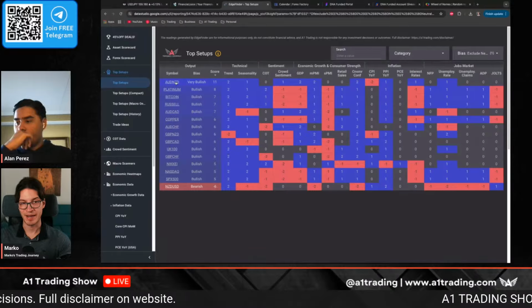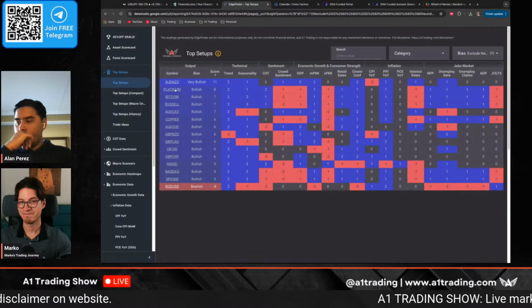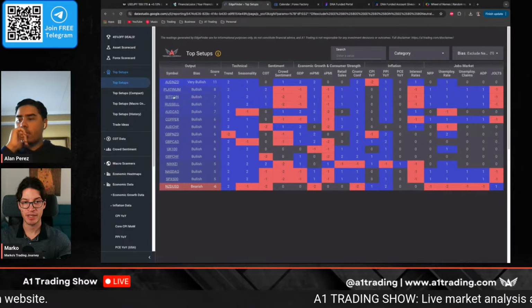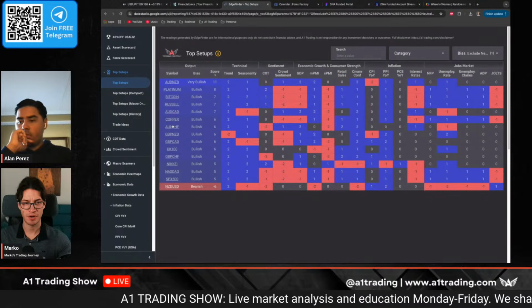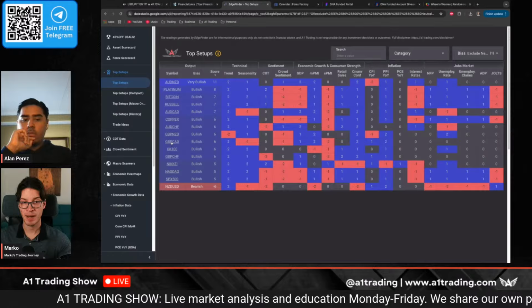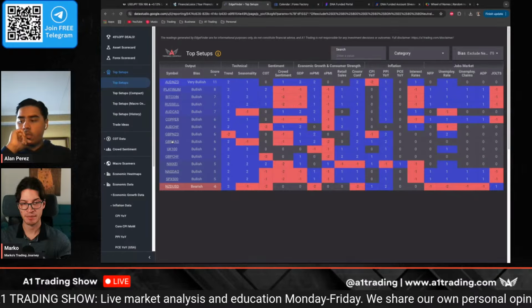Aussie-NZD risk on, I like it. Platinum, it's a metal. Metals are not doing well at the moment. Bitcoin risk on, looking to buy. Russell stock market, looking to buy. Aussie CAD, I do like. Copper, no. Aussie Swiss, yes. Pound pairs, personally, I wouldn't like to buy the pound at the moment.